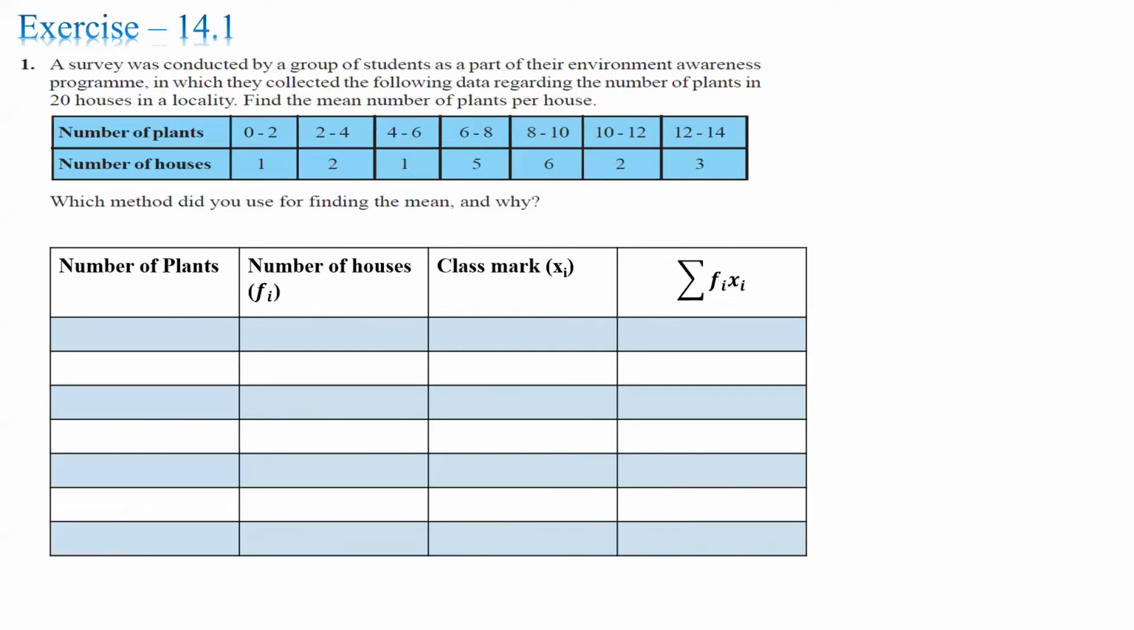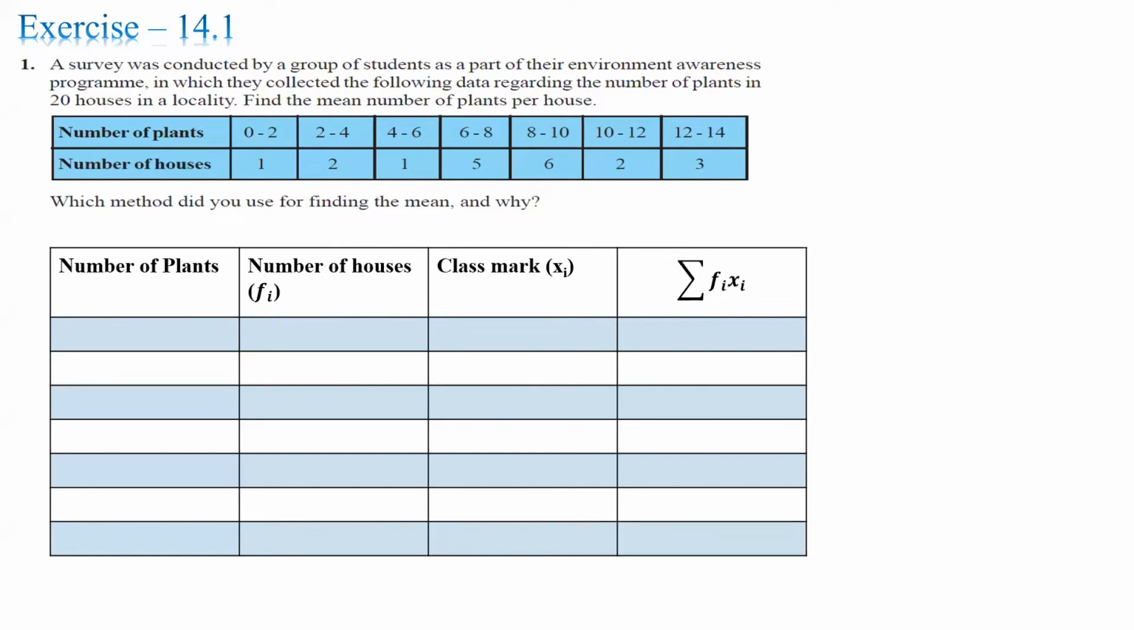Today we'll start exercise 14.1. In the first question, a survey was conducted by a group of students as a part of their environment awareness program, in which they collected the following data regarding the number of plants in 20 houses in a locality. Find the mean of the plants per house.